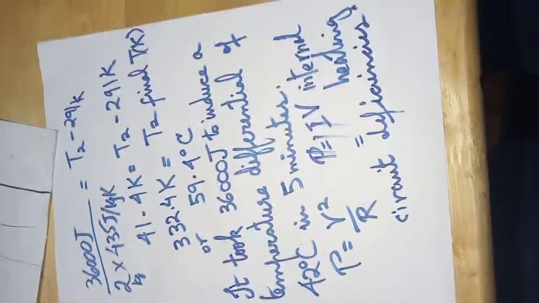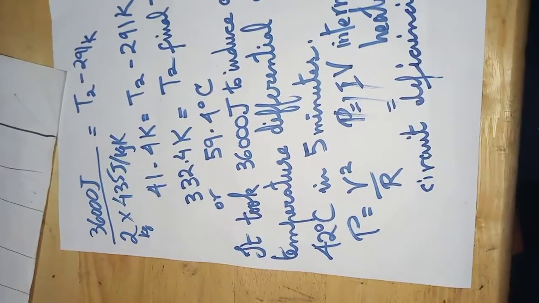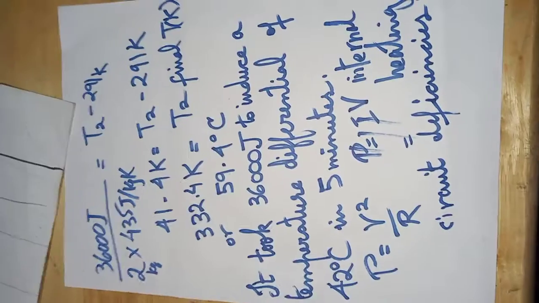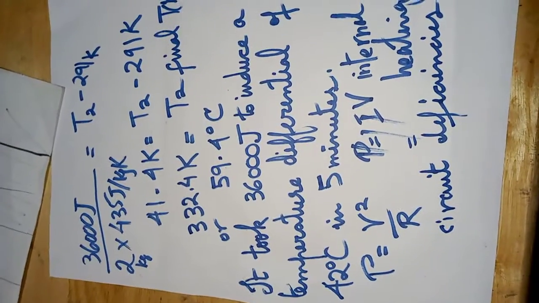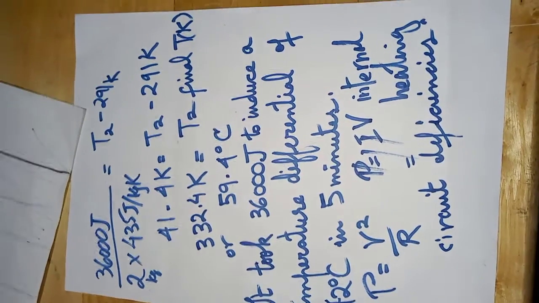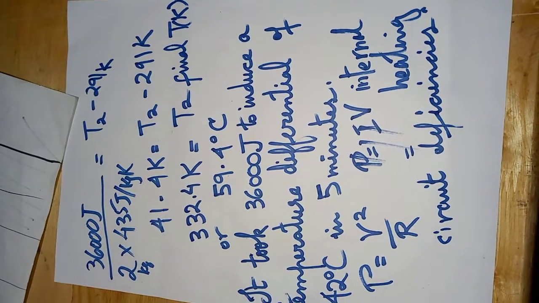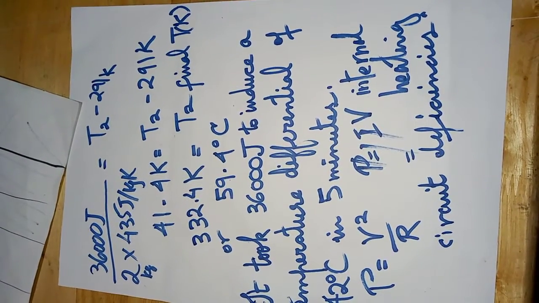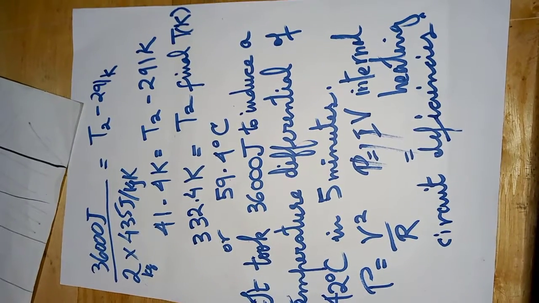So as you can see, we started off with 36 kilojoules worth of energy from the circuit input over 5 minutes, and that energy was able to take the temperature from 18 degrees to around about 59.4, around about 60 degrees. I shouldn't say 60, but just for simplification.